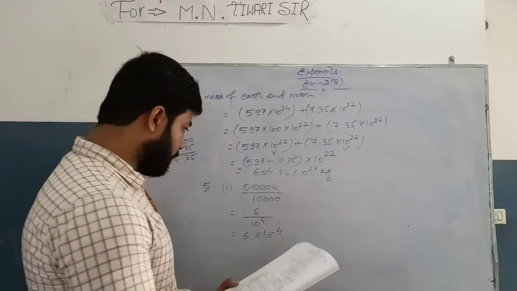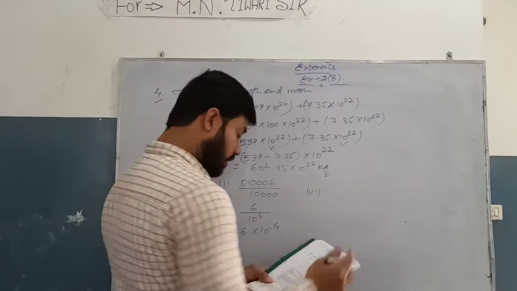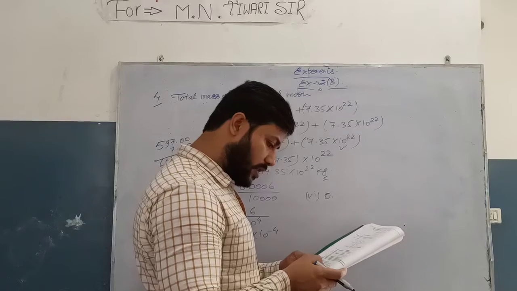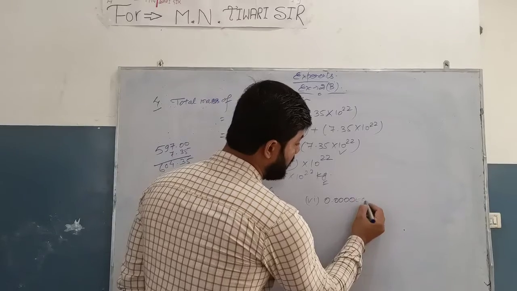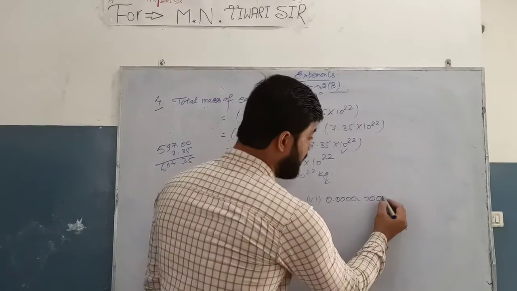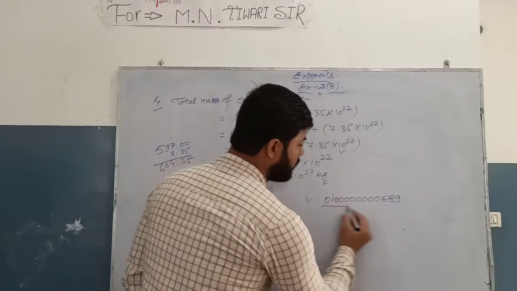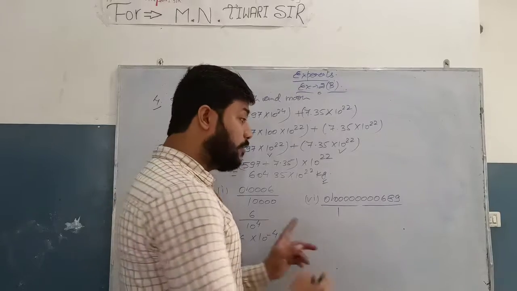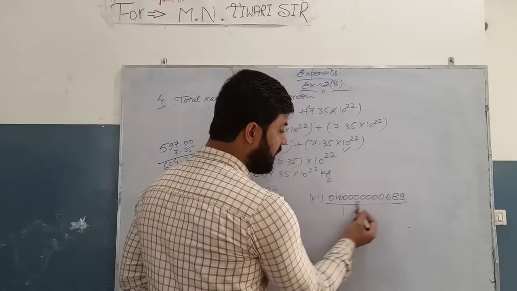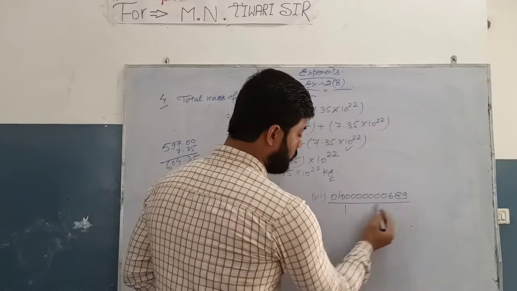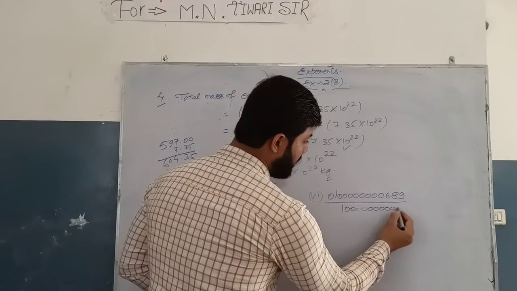We will take some more questions from this to make it clear. Question number 6. That is 0 decimal, and we count the zeros: 1, 2, 3, 4, 5, 6, 7, 8, and then 6, 8, 9. Simply, very simple. We will remove this decimal. This will give you 1 at the denominator side, and we will count the numbers after the decimal: 1, 2, 3, 4, 5, 6, 7, 8, 9, 10 and 11. So 10 to the power 11.